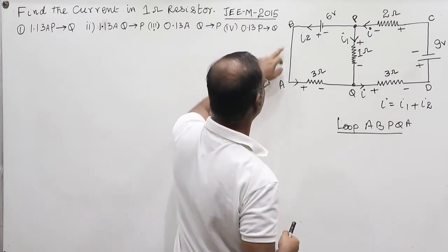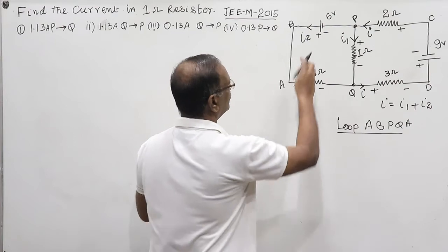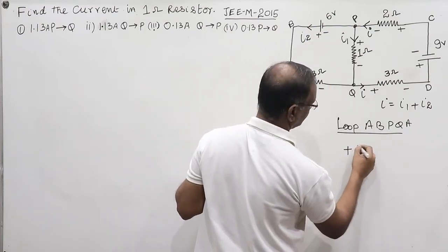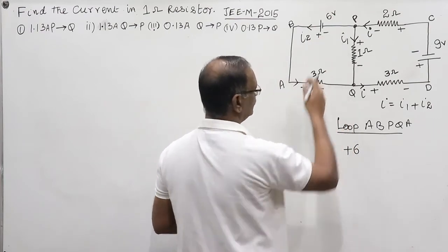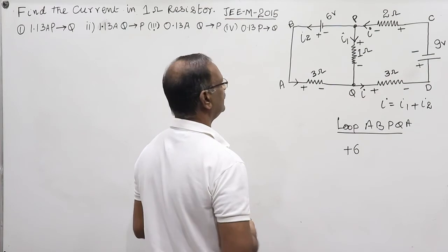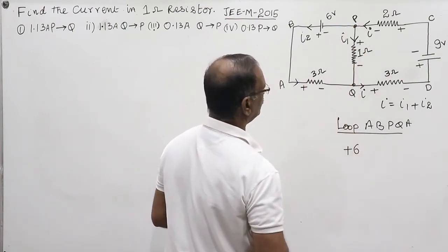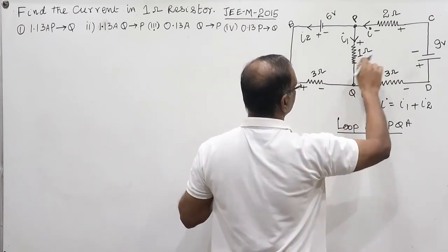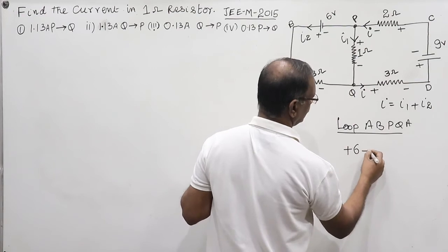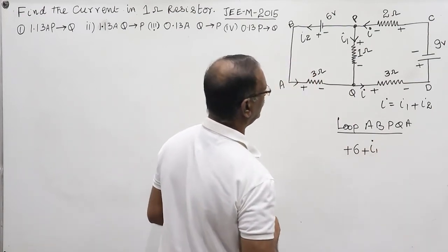It means we are moving from here to here. There is no potential drop. Here we are coming across the battery from the positive to the negative terminal. So this is plus 6, because when we move from positive to negative we assume that as positive voltage, positive EMF. Then again we are coming from here to here. Here to here means what? I into R. This is a resistor, V is equal to IR, so that is plus I1.